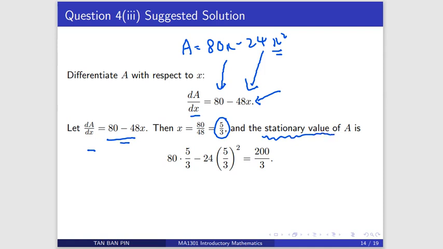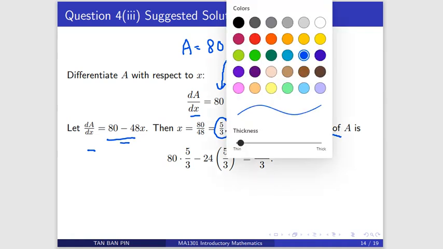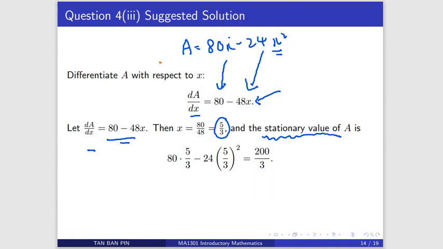And then you look for the area. So you substitute x as 5/3, and 5/3 squared gives you this. So the stationary value of A occurs when x is 5/3, and the value of A is 200/3.